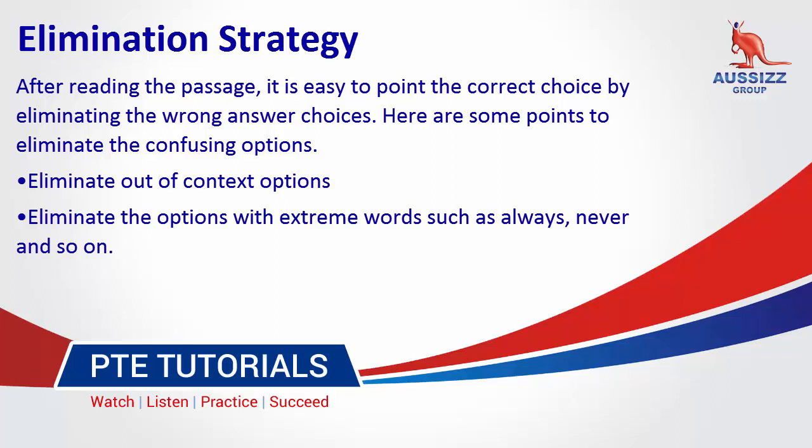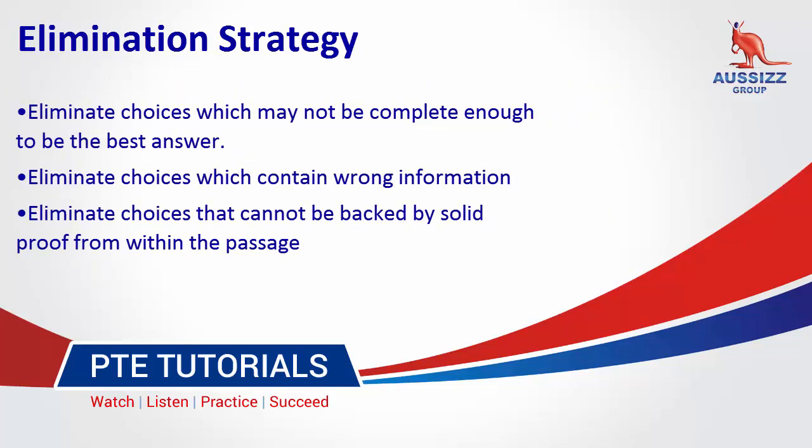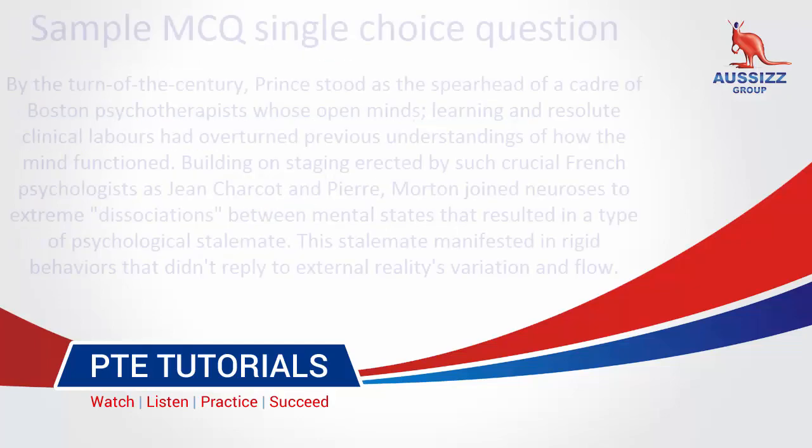Now, also, eliminate words that are very exclusionary or extreme, words that eliminate many different things, such as always, never, and so on. These can be correct, however, the probability of them being the correct answer is much, much slimmer because when you eliminate a whole variety of possibilities, you rule out many different actual situations, because very, very rarely is anything a 100% answer.